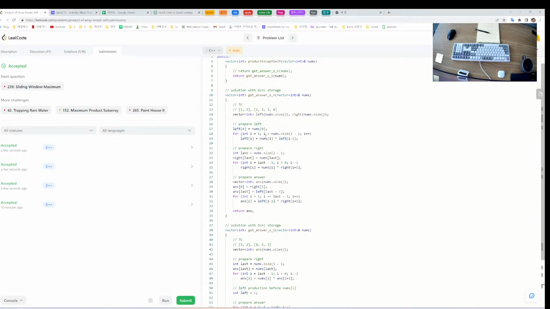Okay, guys, thank you. And then this problem was kind of not very difficult. Maybe in the solution I can find a better one, but this actually meets the requirements of the problem, so I'm kind of happy.